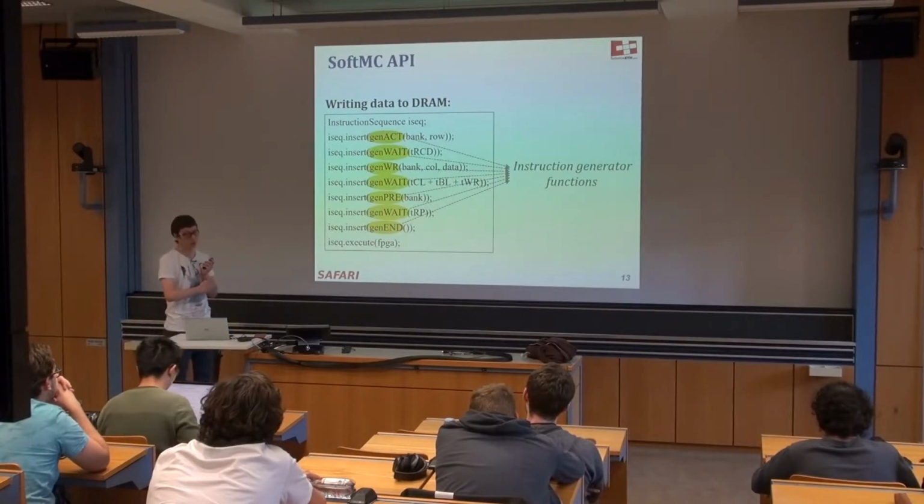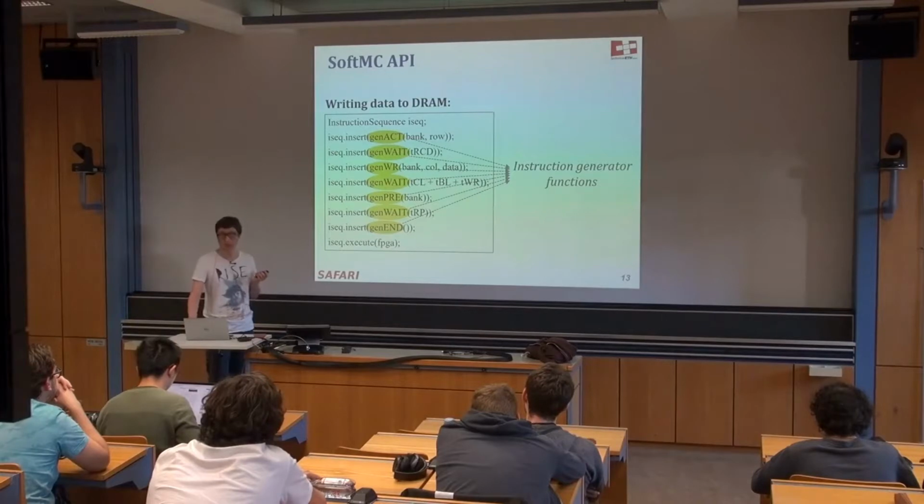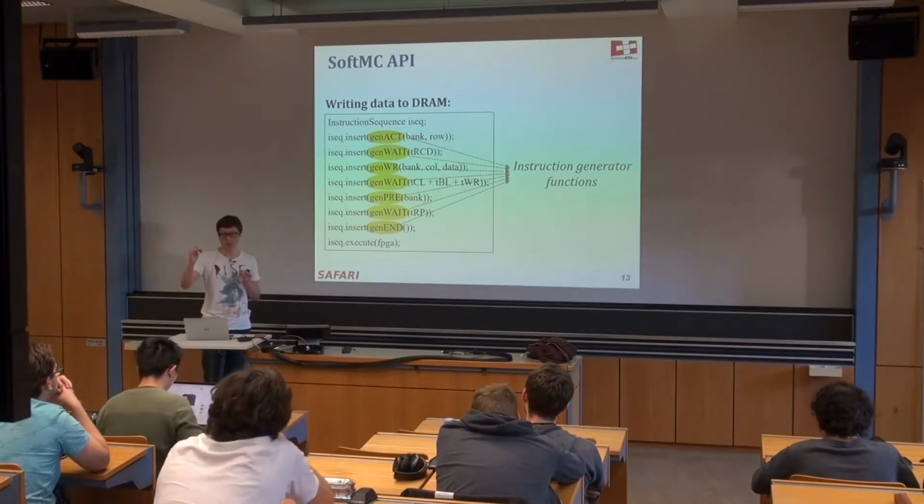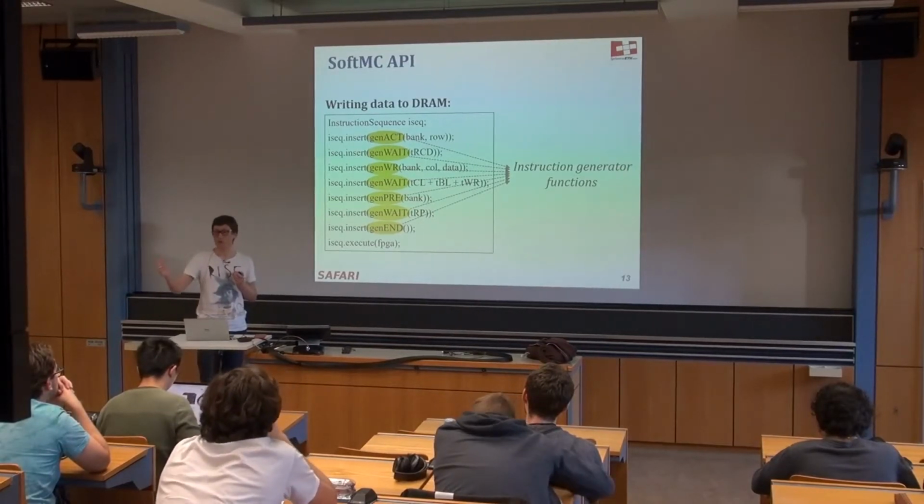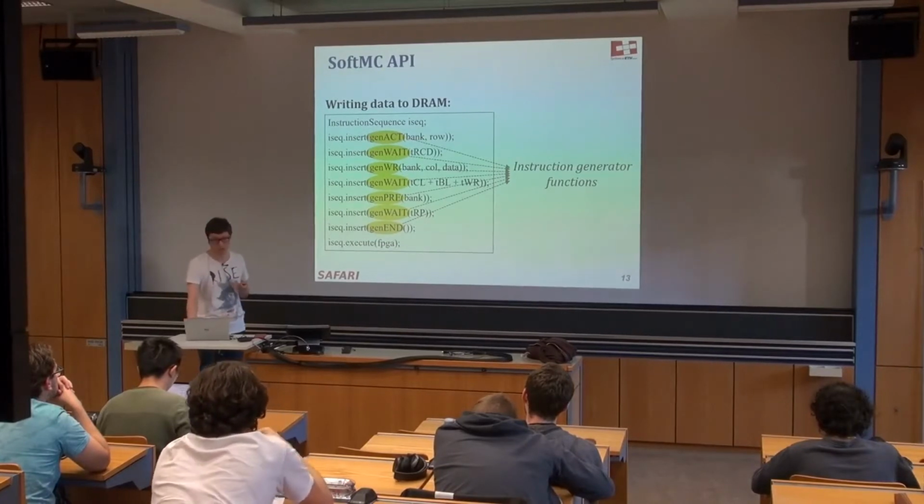So let's go quickly over those instructions. We call those functions instruction generator functions, and they directly correspond to the DRAM commands that your DRAM chip supports, right? For example, here we see the activate, which takes the bank ID and row ID as parameters. Using this function call, you can tell the SoftMC hardware to activate, let's say, bank 0, row 0, or some other row in some other bank.